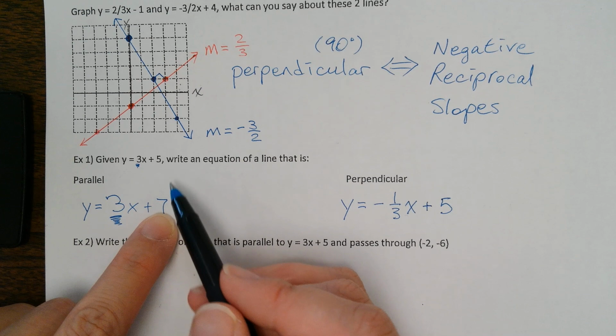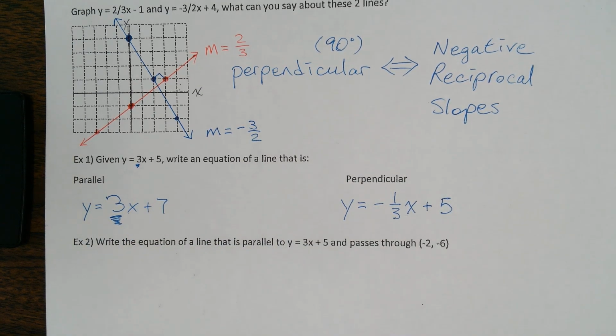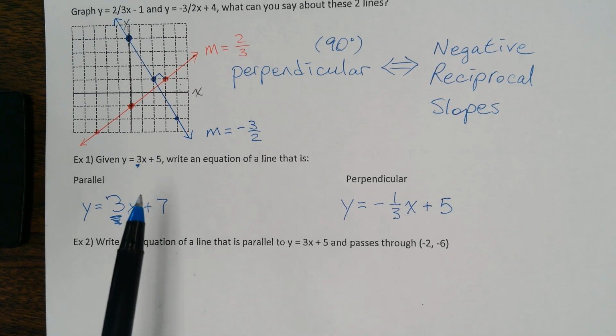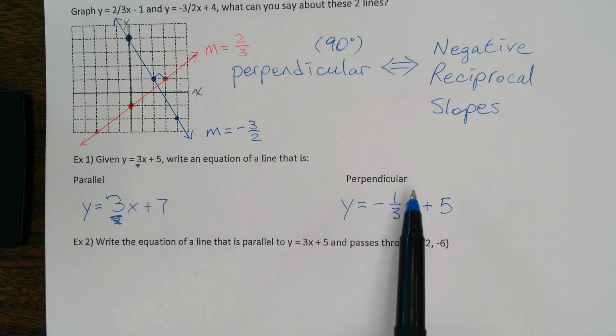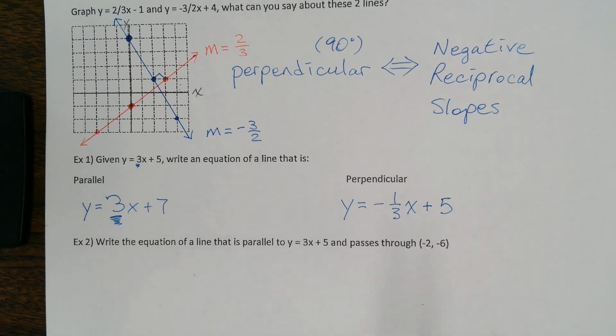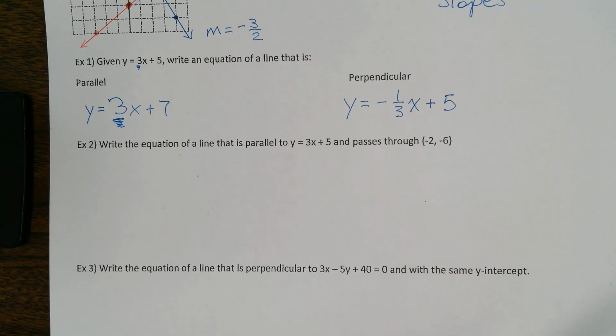No, because if it's the same, it's the same. Okay, so it's not another equation. So that's a little trick as well. Parallel lines, you cannot have the same y-intercept. Perpendicular lines, you can have the same y-intercept. Okay. Example 2.